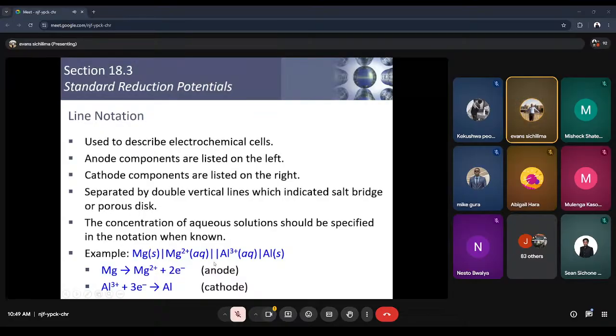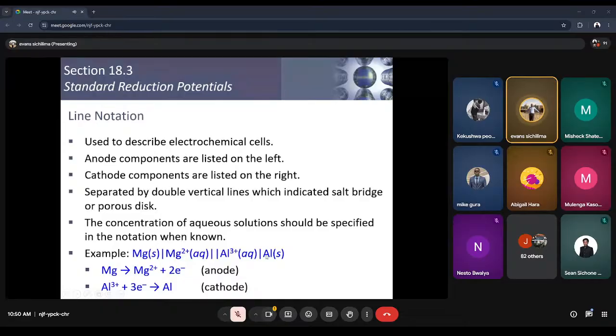Then the other half reaction that we are able to see on the right side, okay? So that's the cathode component, which are listed on the right side, where reduction takes place. So in this particular case, the half reaction, aluminium 3+ is gaining 3 electrons to become aluminium neutral. Okay, so this is what is happening at the cathode, or at the right side of this line notation.